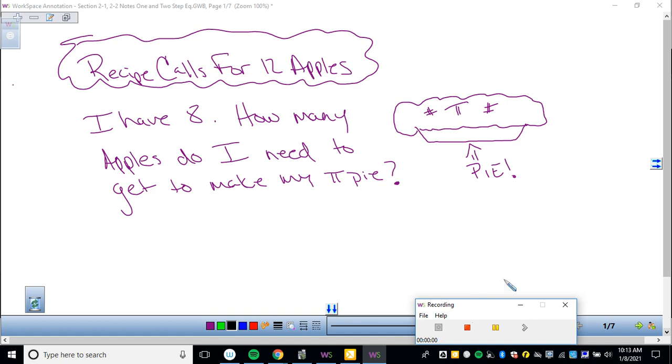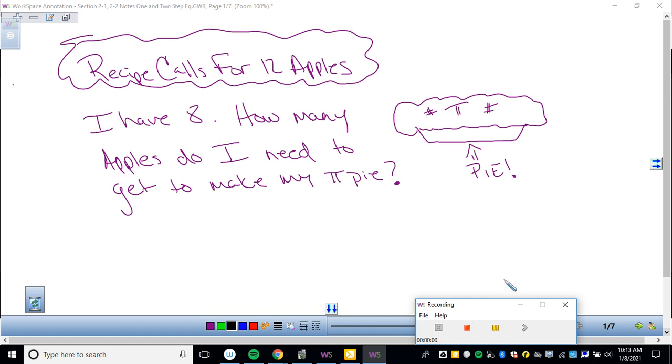Okay, and let's say that the recipe calls for 12 apples to make the pie, and I have 8. And I want to know, how many apples do I need to get to make my pie pie? We all know the answer. We can do it in our head. And this is just a simple example to show you that you do algebra all day long.